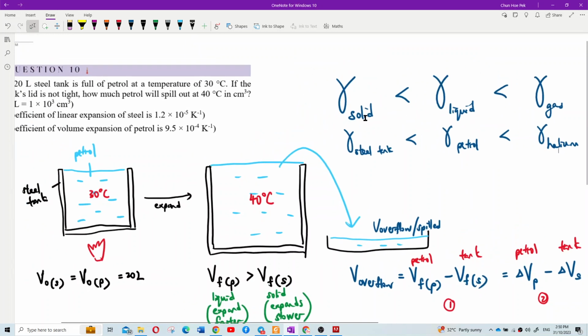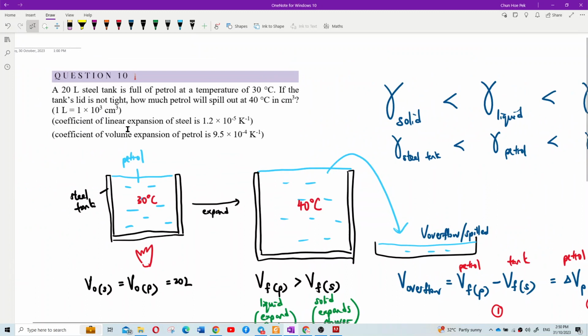Still want more proof, class? Yes, look at the value of the coefficient. Right here, he gives you the coefficient of linear expansion, alpha of steel, and then he gives you the coefficient of volume expansion, gamma, for petrol. Let's find out the value. He gives you the linear expansion of steel, but we want the gamma value for steel. He gives you the alpha only.